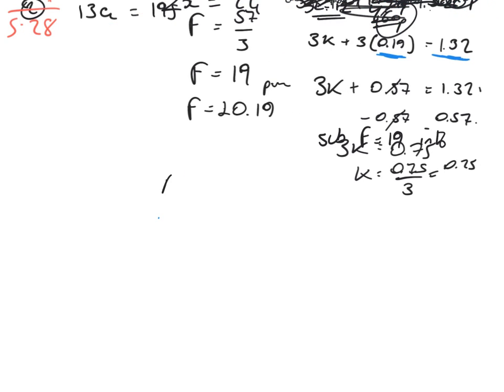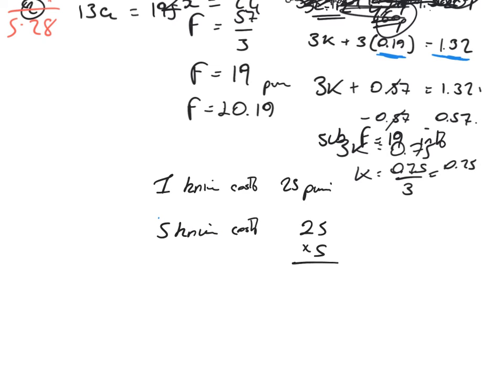Okay, so one knife costs 25 pence, and what was the question again? 5 knives. So 5 knives costs 25 pence times 5. 5 times 5 is 25, write 5, carry 2, 5 twos are 10, plus the 2 is 12. 125 pence, but I wouldn't really write that. I would write £1.25, final answer.